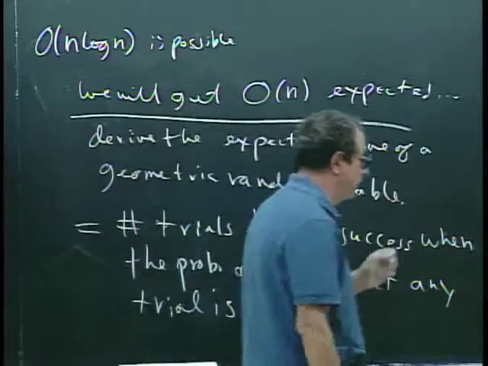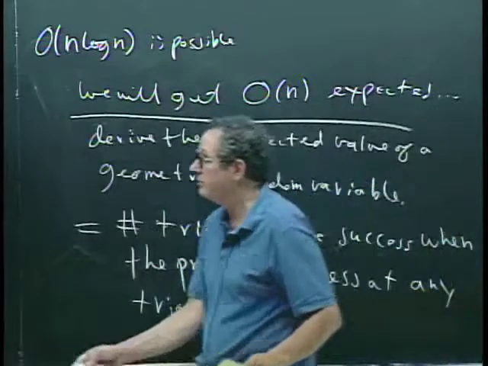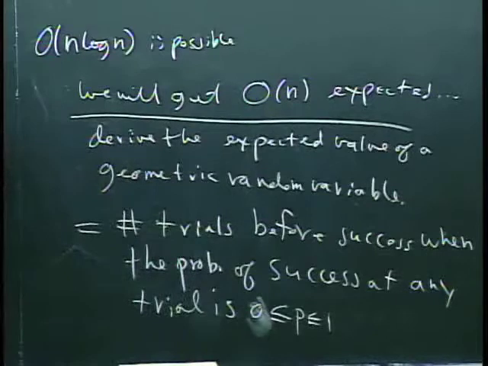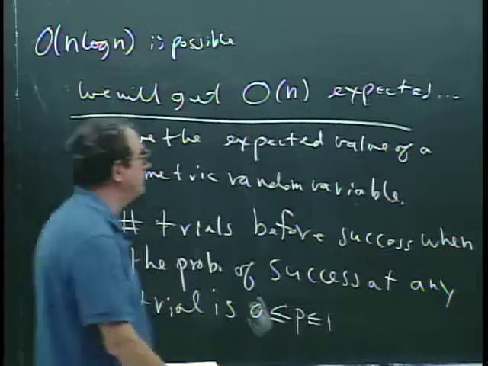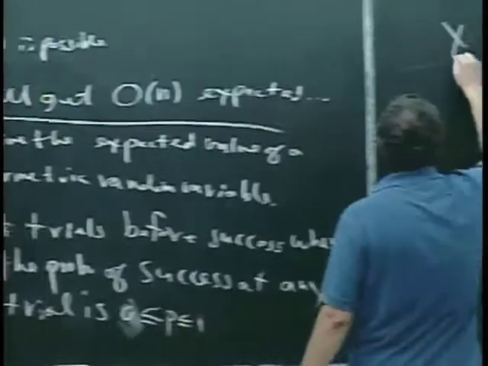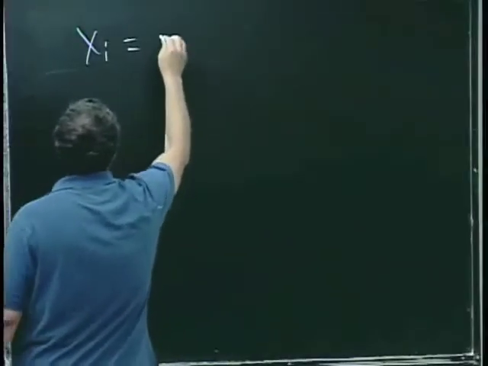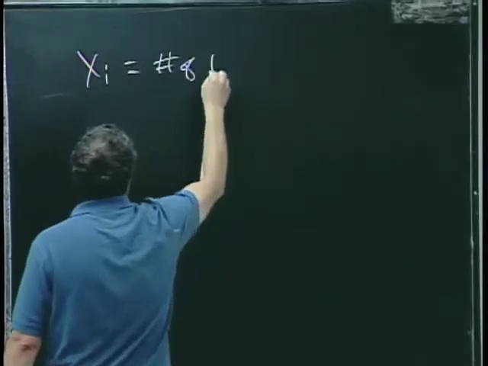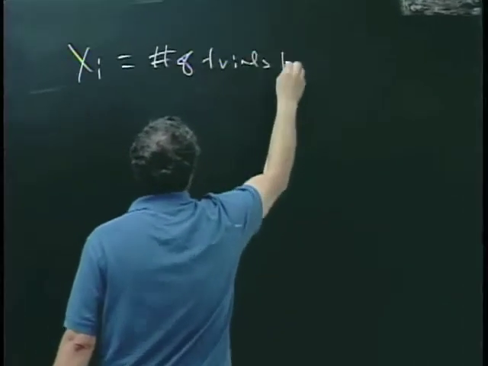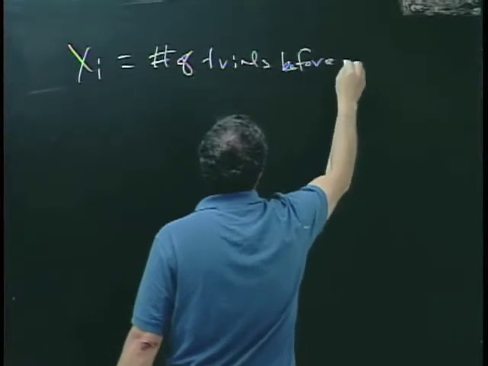So what I'm going to do again, similar to what we did over here, is think of taking out a coin, which has a probability P of success each time. I'm going to flip it until I get a success and count how many flips I did. That's the number of trials. And that's going to be the value of the random variable Xi, which is equal to the number of trials before success.